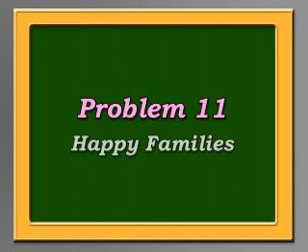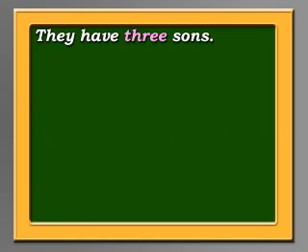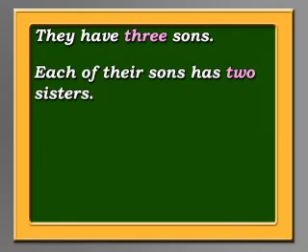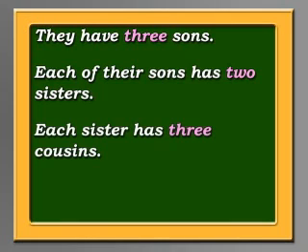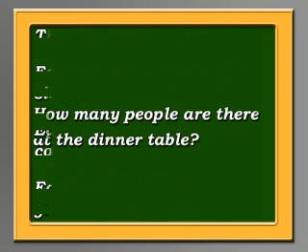Problem 11. Happy Families. Mr. and Mrs. Anthony have invited the family to dinner. They have 3 sons. Each of their sons has 2 sisters. Each sister has 3 cousins, and each cousin has a great-grandparent. How many people are there at the dinner table? Well, this is pretty easy, but I'll help you all the same.